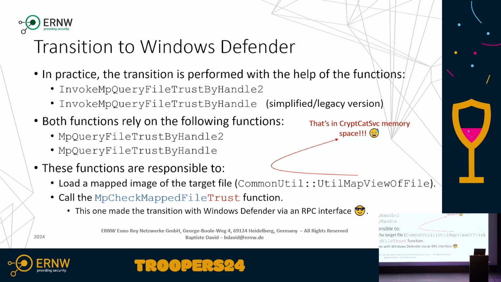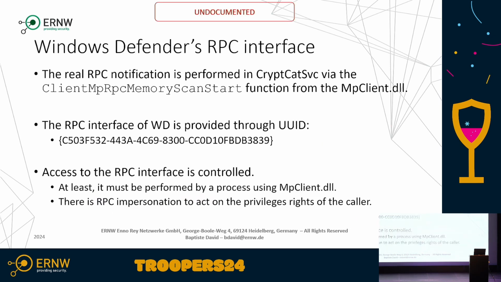The first thing is to load the targeted file in memory, because at the beginning the target file is on your disk, and to be analyzed it needs to be put in memory somewhere. So this is a service, cryptcat service, which is going to load it in memory. Interesting, because it's not that service which is going to analyze it. And then it's definitively making the transition with Windows Defender via its RPC interface.